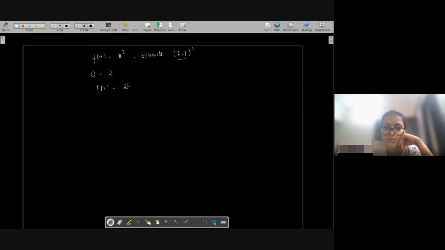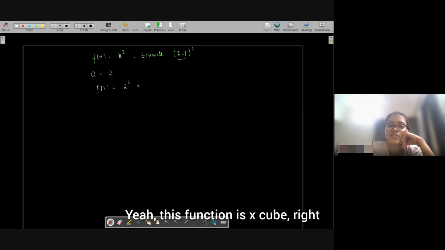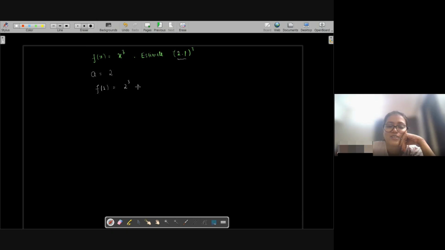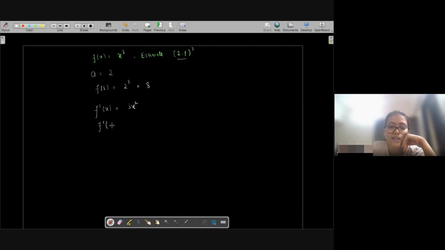Not the cube root, the cube. Yes, this function is x cube, right? Oh, I was thinking of finding the cube root of something. I understand now. Okay. So f of a will be 8. And let's also find f prime of x. That will be 3x squared. So f prime of a will be 3 times 2 square, so 3 times 4, so 12.